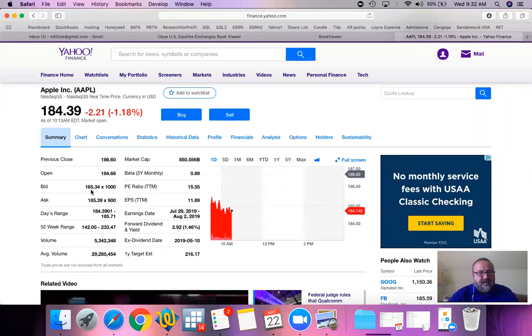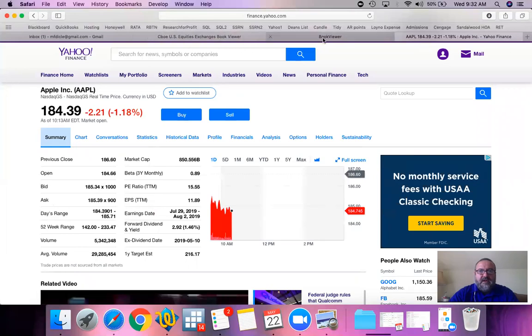The bid price is 185.34 and 1,000 shares are available, and the ask price is 185.39 and 900 shares are available. So some trader or traders are willing to buy this many shares at this price, and some traders are willing to sell this many shares at this price.